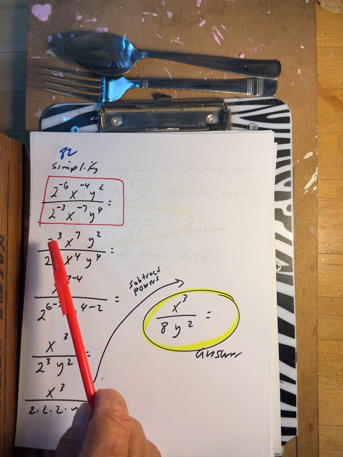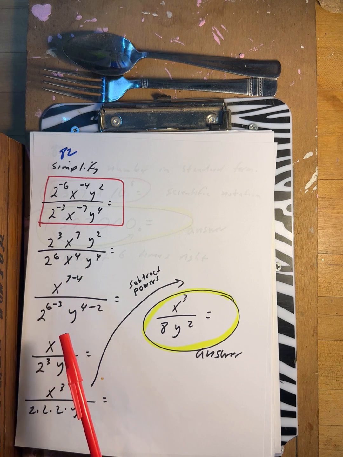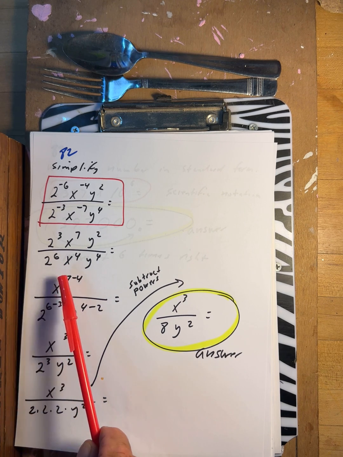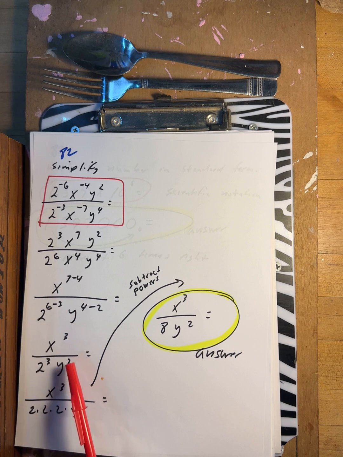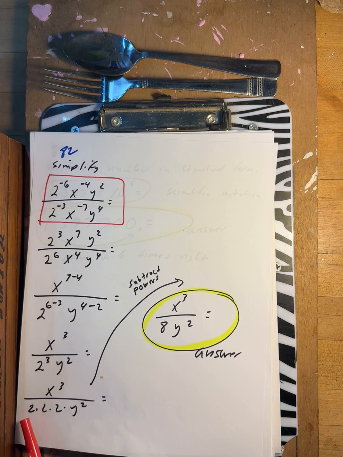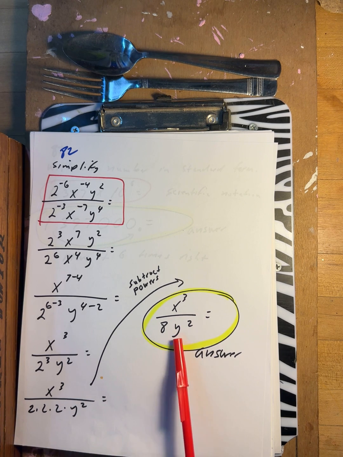And this right here, 2 to the 3, 2 to the 6, is going to be 2 to the 6 minus 3. Now this is going to give you what? x to the 3, and y to the 2, and 2 to the 3 power. And what does 2 to the 3 power mean? 2 times 2 times 2, which means 2 times 2 is 4, times 2 is 8. So 8y squared in the bottom, denominator. And numerator, what do we have? x to the 3 power.